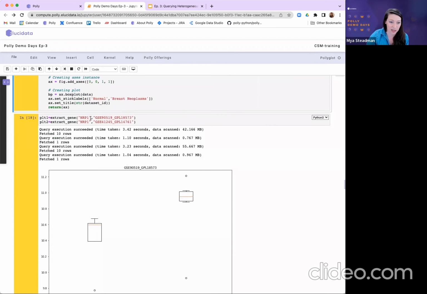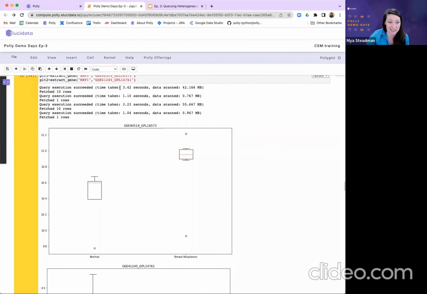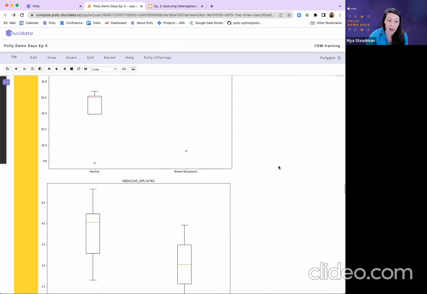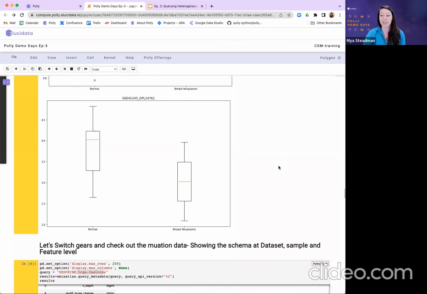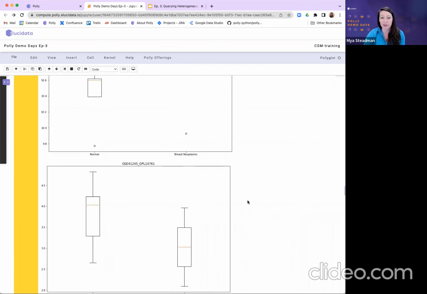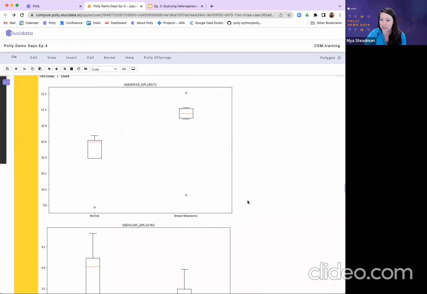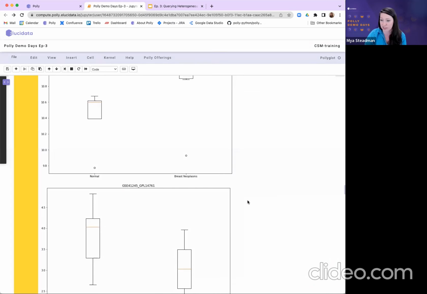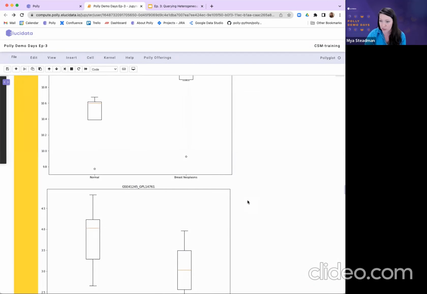I do that here. I'm looking at my extract gene, and my gene is NRP1, and here are my two different data sets. And you can see the times here, how quickly we're going through to plot this data. And right away, with not a lot of work, I can know whether or not NRP1 is differentially expressed in my breast tissue versus my normal tissue from these data sets. And I haven't even left my Poly notebook environment.